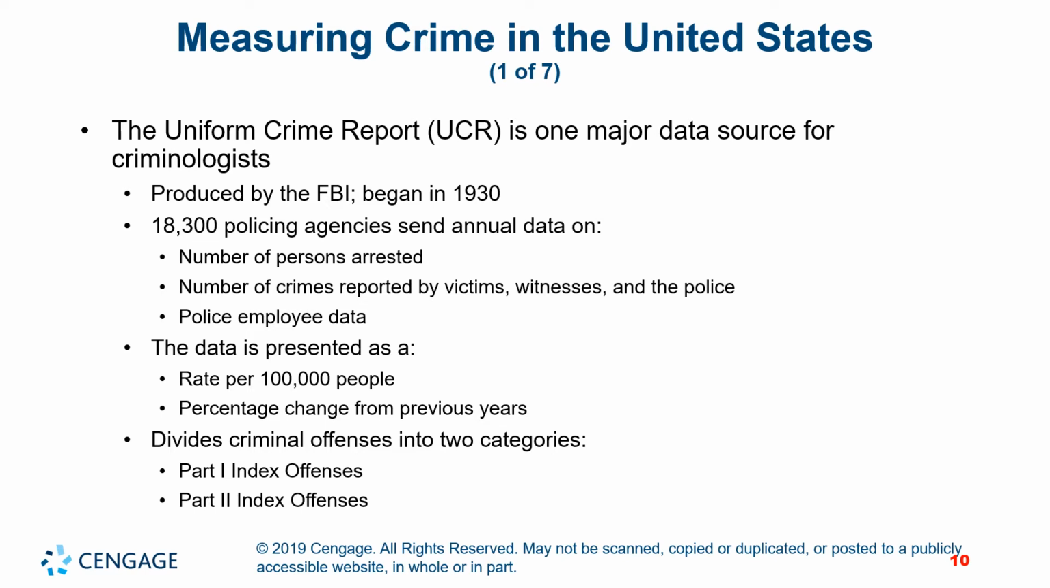The UCR relies on the voluntary participation of local law enforcement agencies with three measurements: the number of persons arrested, the number of crimes reported by victims, witnesses, or police themselves, and the number of law enforcement officers. It's an annual publication. The UCR presents data in two ways, as a rate and as a percentage. And there are two categories of criminal offenses, Part 1 and Part 2, but they're broken down in two different categories.